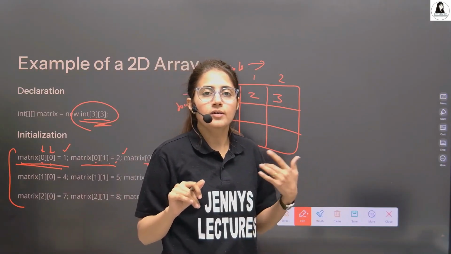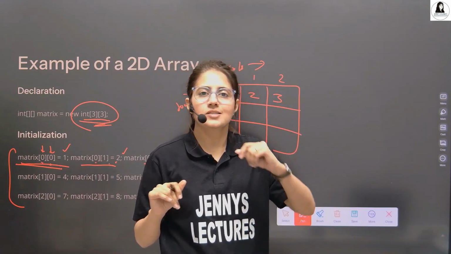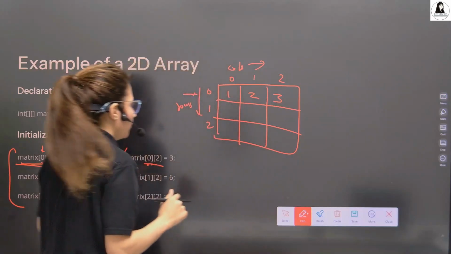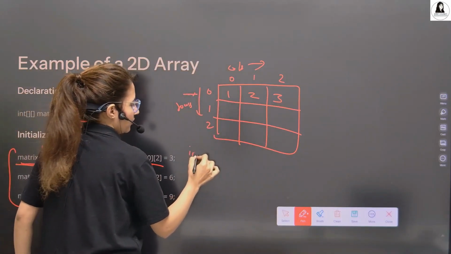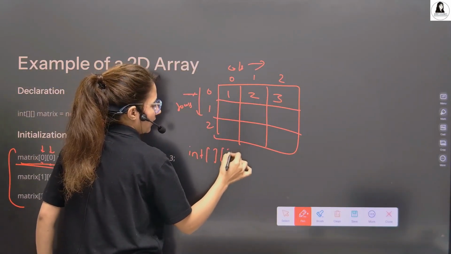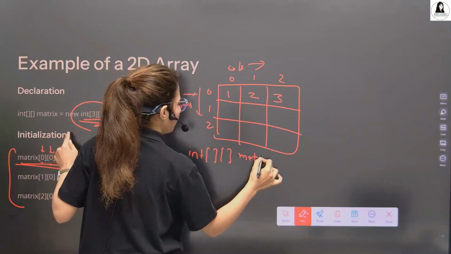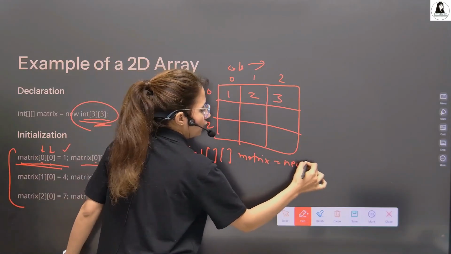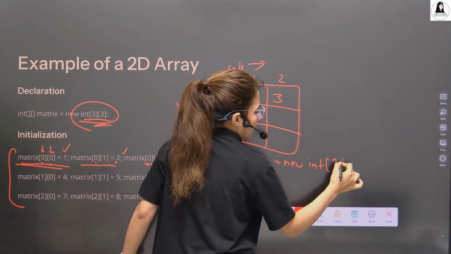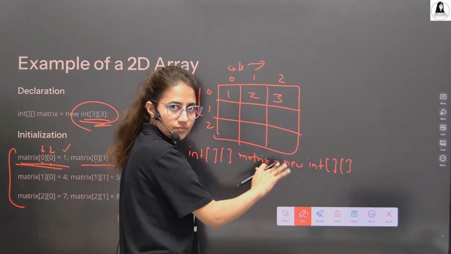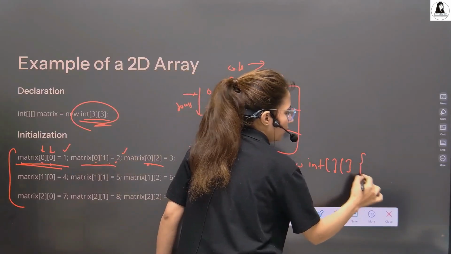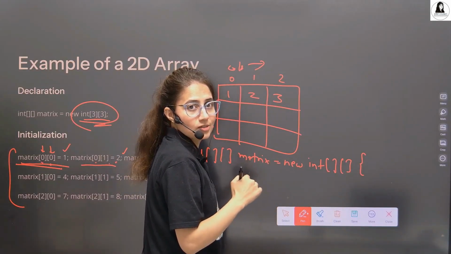The second way is you can use an array initializer as well. So how you can write in that case, suppose I have this int array, and let's take the same example. We have the matrix name, so new int. Here you don't need to give any size. Directly you give the array initializer here.